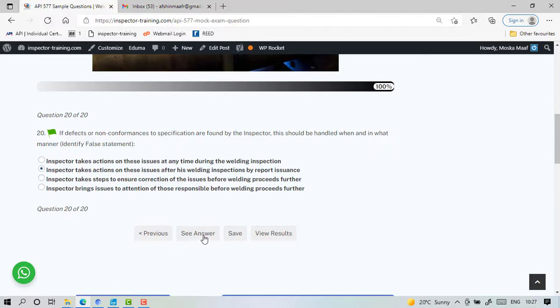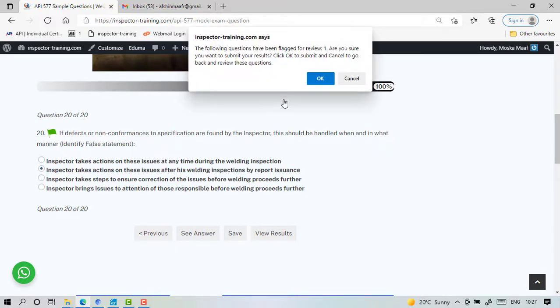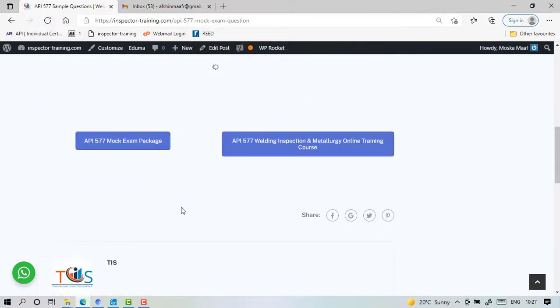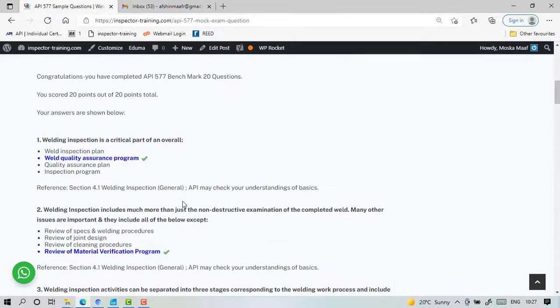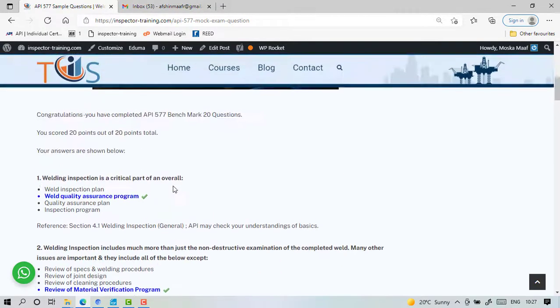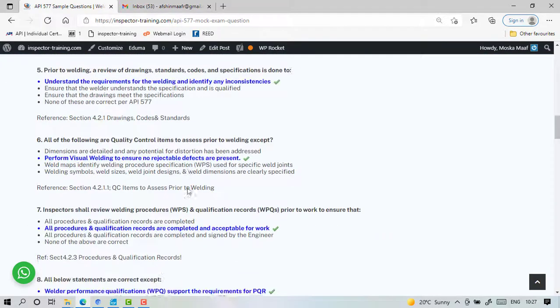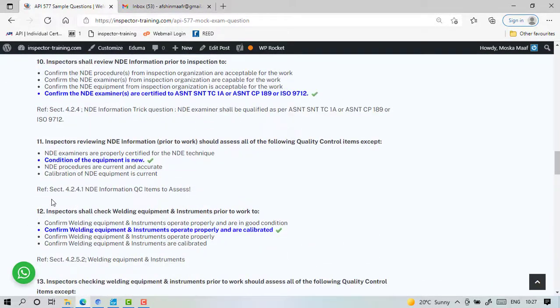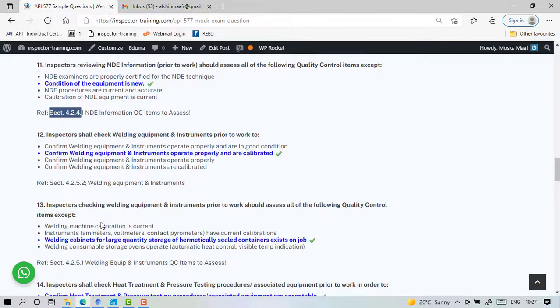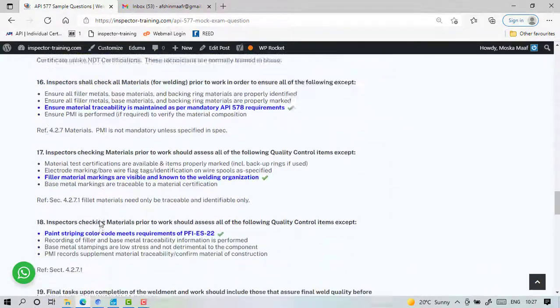So here we want to review the result because we flagged up a question. The first question is asking us if we want to go to the flagged up question or see the result. We say okay, we want to see the result, and it shows you all the results. It shows you a score out of the total score, and also there are explanations. And if you want further information, we also refer to the section in API 577 that this question is based on.